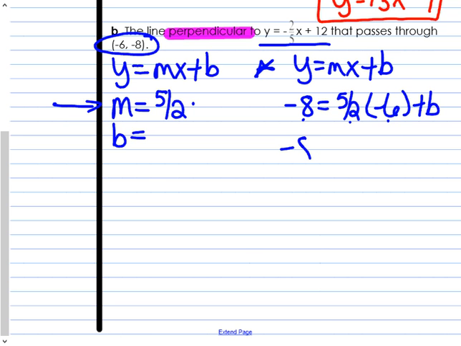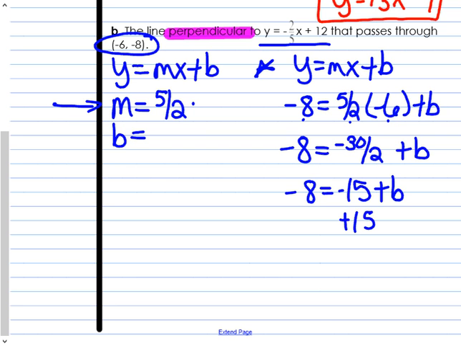So 8 equals -30 over 2, 5 times -6 is -30, plus b. And if you don't have all this written down, make sure you're pausing it and writing everything down. 8 equals -15 plus b. I'm going to add 15 to both sides. I have 23 equals b. So I'm going to come over here.